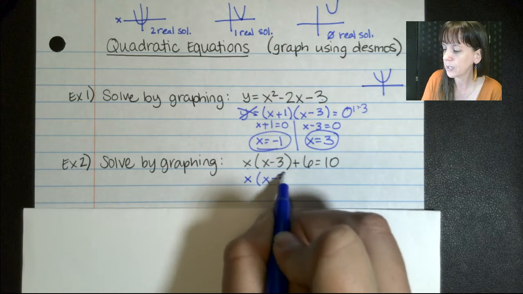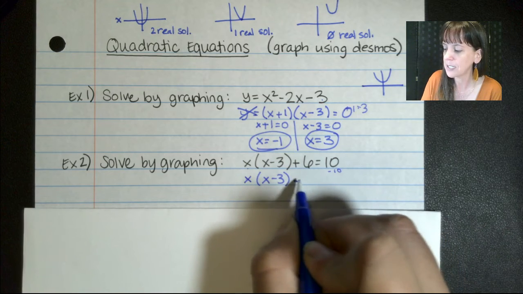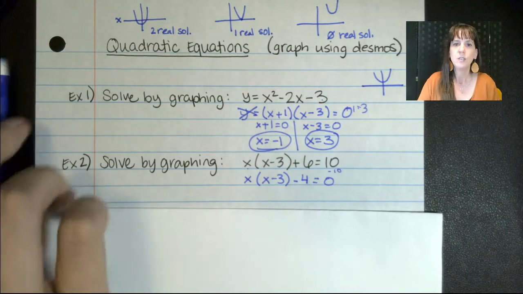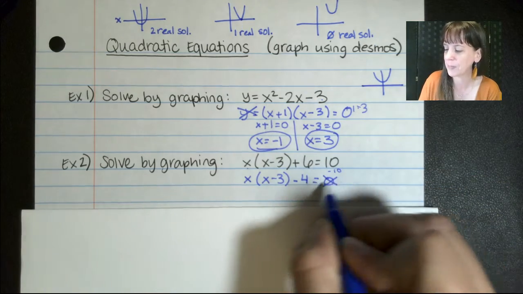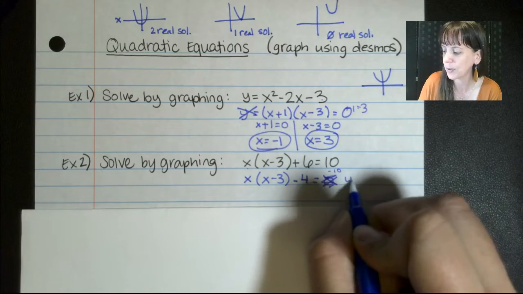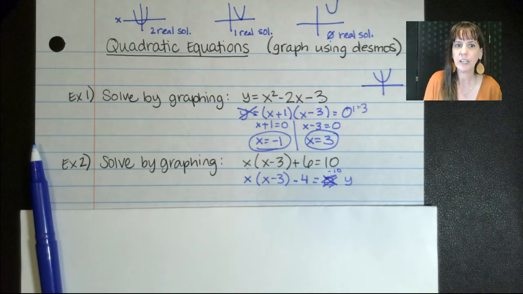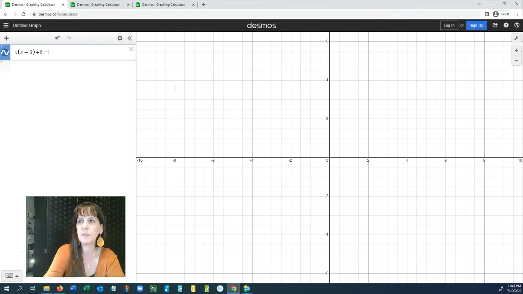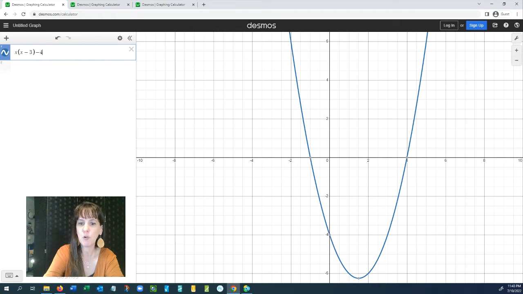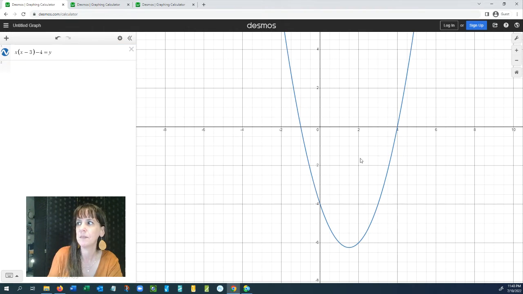x minus 3. And then if I subtract 10 from both sides, you'll see I get -4 equals 0. And now we're going to replace that 0 with a y. So now if we go back over here, instead of +6, we're going to say -4 equals y. You saw I didn't even have to put in the equals y part. I could just leave it that way. Now I have my parabola. So you do have to set it equal to 0 and replace that 0 with y. And you'll see, sure enough, this is two real solutions.